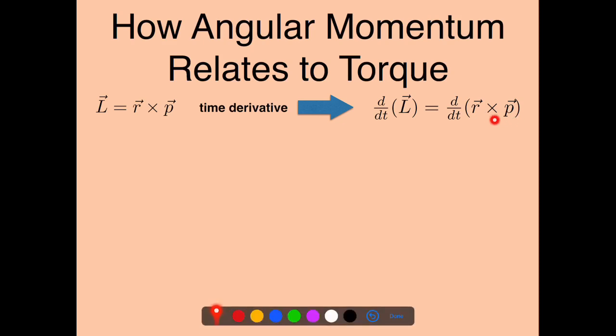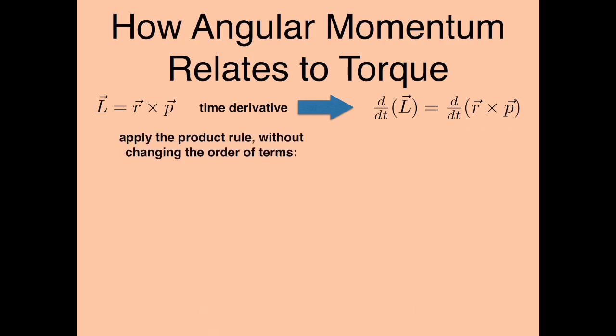Now we have to be careful with the right-hand side. How am I actually going to evaluate this derivative of r cross p? Well, since we have two terms being multiplied together, I can use the product rule to evaluate that derivative. But since it's a cross product in particular, I have to be careful to not change the order of the terms, because remember, when it comes to a cross product, the order of the terms matters. R cross P is not the same as P cross R. So the idea is I'm going to apply the product rule without changing the order of the terms. I'm always going to keep R first and P second.